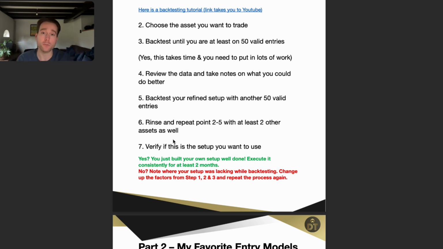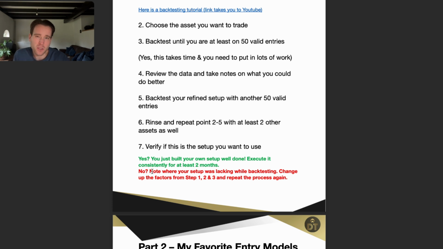But during those backtests, you will find nuances. You will train your eyes based on what you want to see in the charts, and that is what you want. Then verify if this is the setup you want to use. If yes, great, you just built your own entry model. Well done. Execute it now for at least 2 months. Very boring, just wait for the setup to happen, press the button, see what happens. You will know the overall data with the win rate, the biggest losing streak, the biggest win streak.